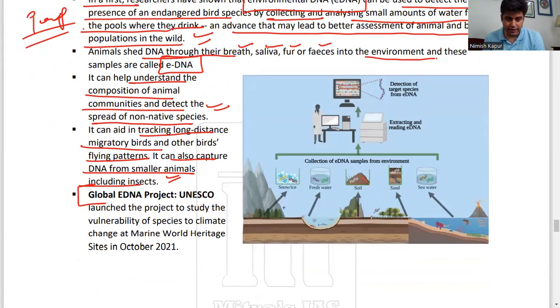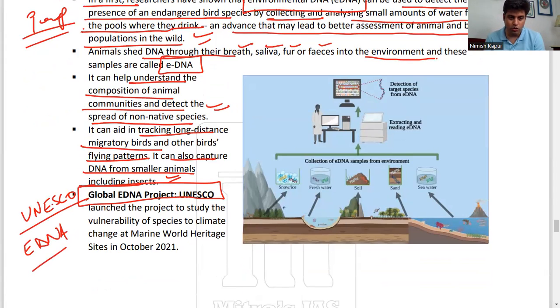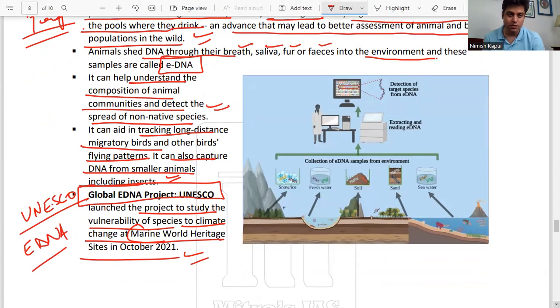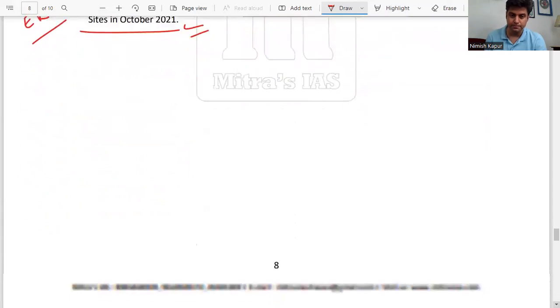There is one global eDNA project by UNESCO. It is important: UNESCO launched the global eDNA project to study the vulnerability of species to climate change at marine World Heritage sites in October 2021. Okay, so this is with respect to eDNA.